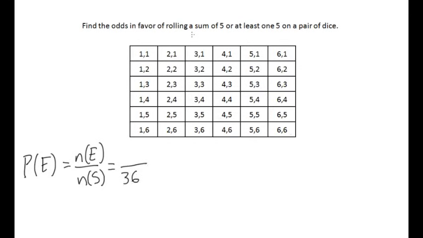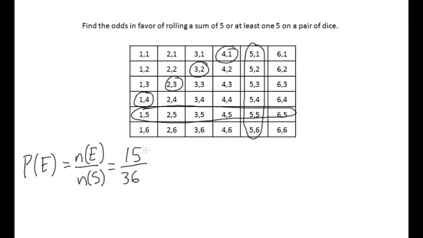So let's find the ones first that have a sum of 5. So we're looking for the diagonal where everything adds up to 5. And so that's going to be these 4 here. And so we also want the ones that have at least one 5. And so that would be either a 5 on the first roll, which would be this column right here, or a 5 on the second roll, which would be this row right here. And so if we count everything that we have selected here, making sure not to double count this 5, 5 here, what we're going to end up with is 15.